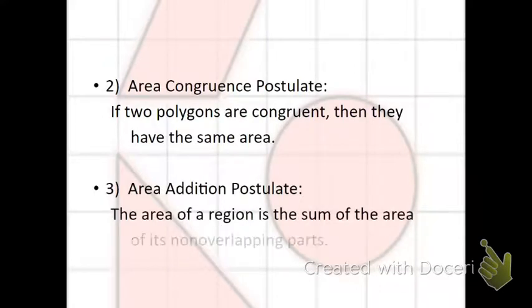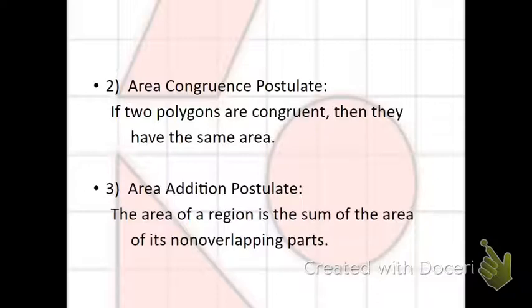All right, a little bit more that we did not necessarily talk about yesterday. If two polygons are congruent, then they have the same area. That should make sense. If two squares are the same, then the area of the squares would be the same. The area addition postulate is also something that should be kind of intuitive. The area of a region is the sum of the area of its non-overlapping parts.